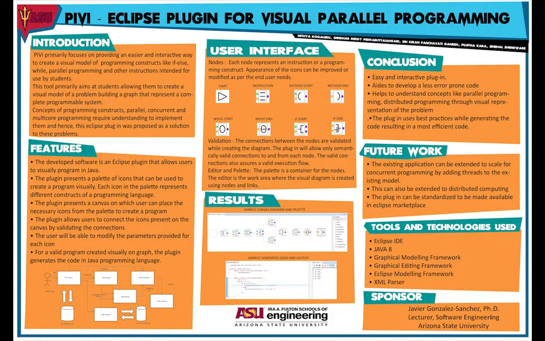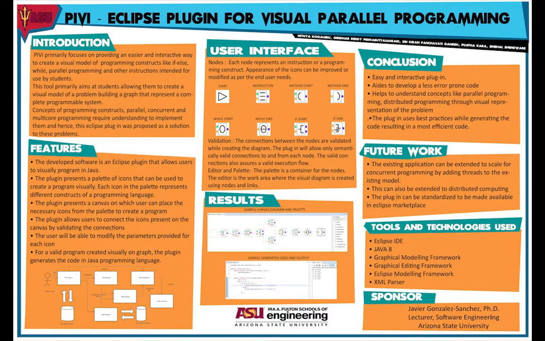In this video, we would like to present the demo of our capstone project Pivi. Pivi is a visual programming plugin for Eclipse. The primary goal of this project is to help students understand and visualize the programming constructs in Java in a better way. In order to do this, we provide an easy and interactive user interface to construct the visual model of the program. The plugin typically has two major parts.